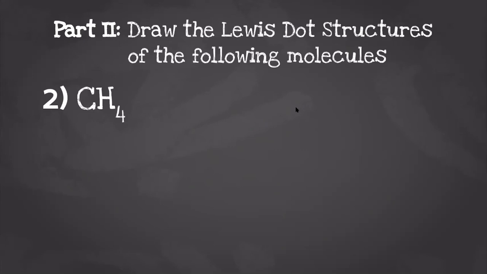Here we have methane, CH4. Carbon is going to have 4 valence electrons, and I just get that from my periodic table. And we have 4 hydrogens: 1, 2, 3, and 4. Each hydrogen has 1 valence electron. So I'm going to move them over. It's kind of like a puzzle, seeing where all of them fit.